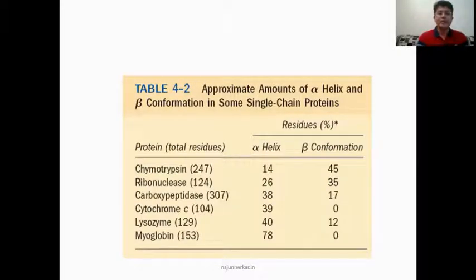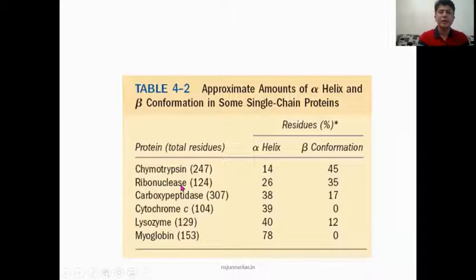Here are some examples of other proteins. These globular proteins have both kinds of structures, the alpha structures as well as beta conformations. Both types of secondary structures are found in globular proteins. So you can see that in chymotrypsin, 14% of the amino acid residues are in alpha helix conformation, whereas 45% of amino acid residues are in beta conformation.